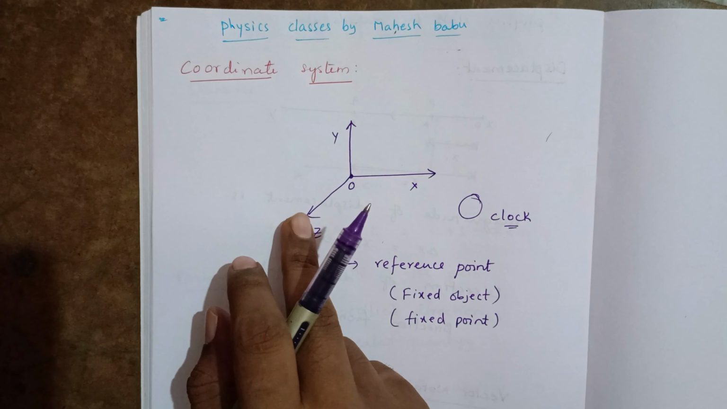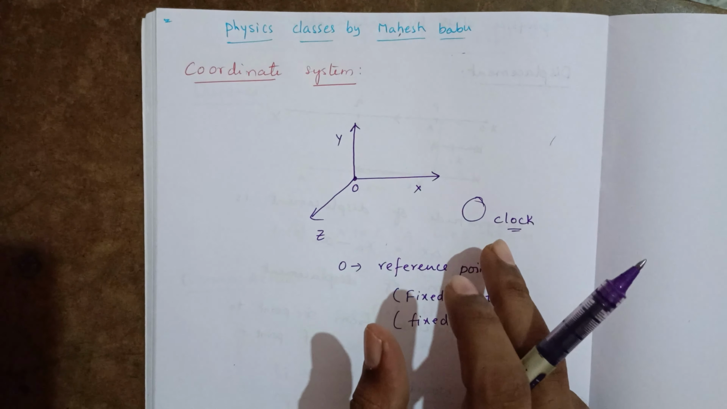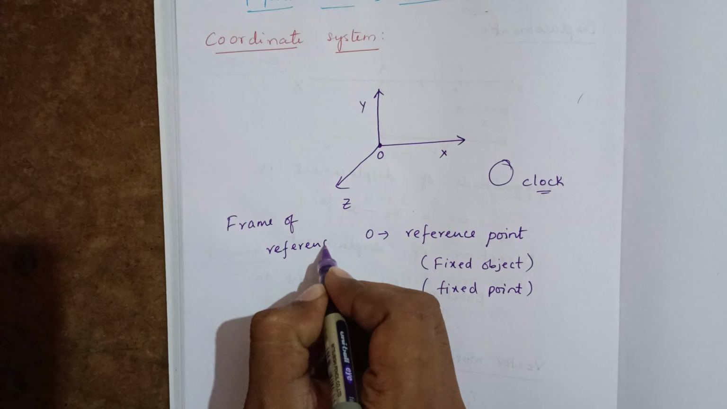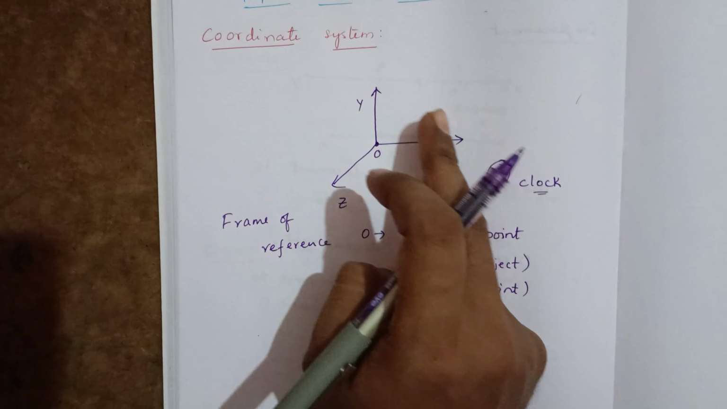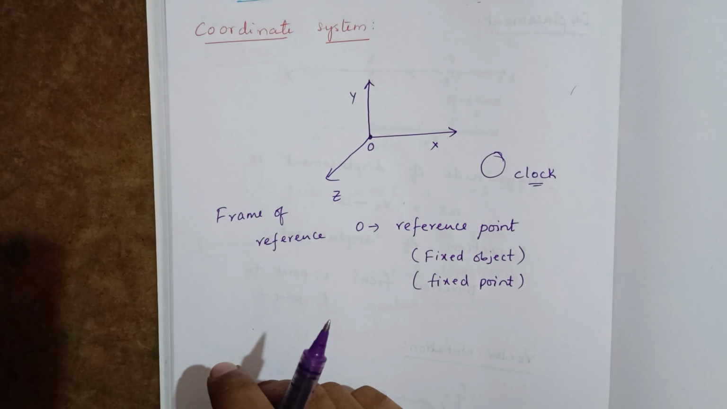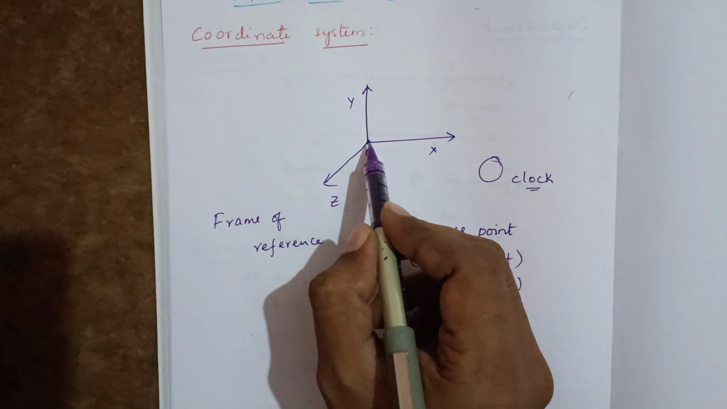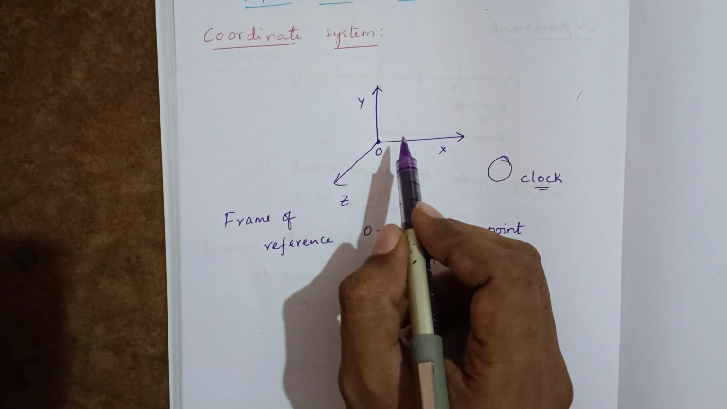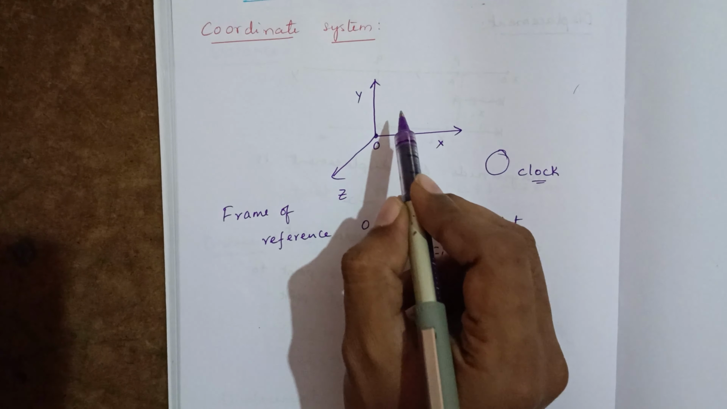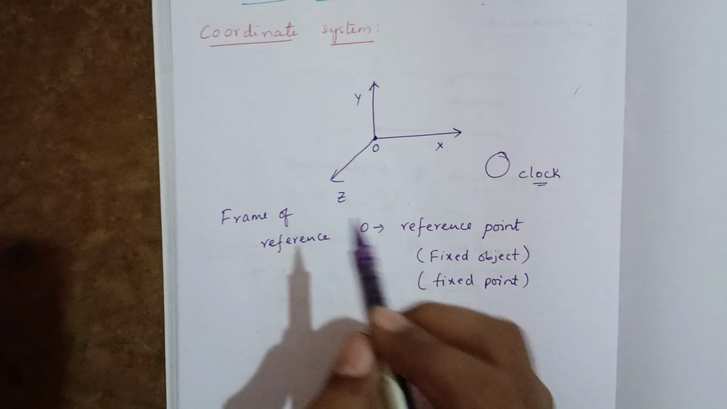Now this coordinate system with a clock is known as a frame of reference. Coordinate system with clock is known as frame of reference. Now, if an object's position changes, it means in the coordinate system one axis is changing, or two axes are changing, or three axes are changing.